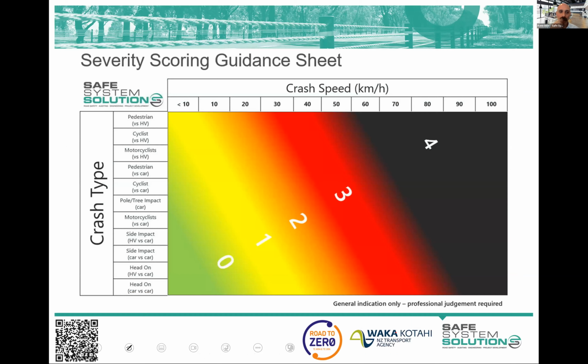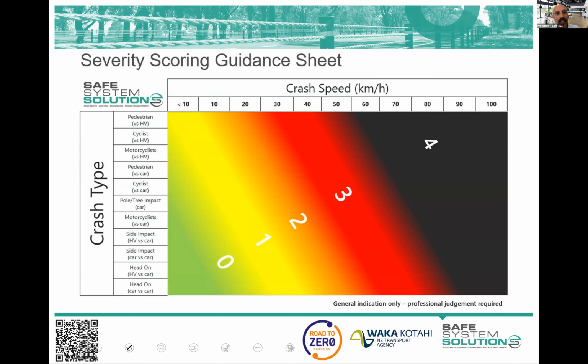Now, in a safe system assessment, and Kathy, I'll check in with you in a second, in a safe system assessment, we need to actually start quantifying the chance of death and the chance of serious injury associated with different crash types. And we put scores to those. We actually quantify them. Scores of 0, 1, 2, 3, or 4.